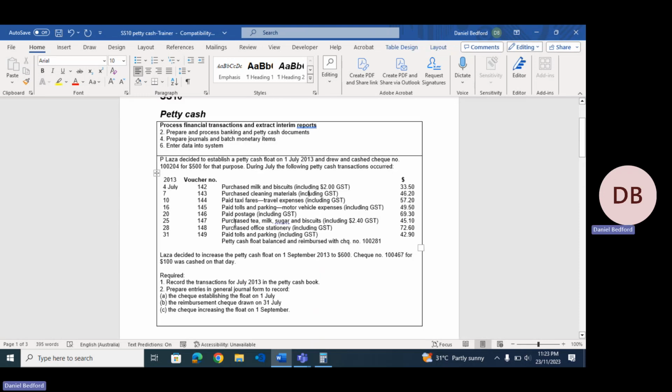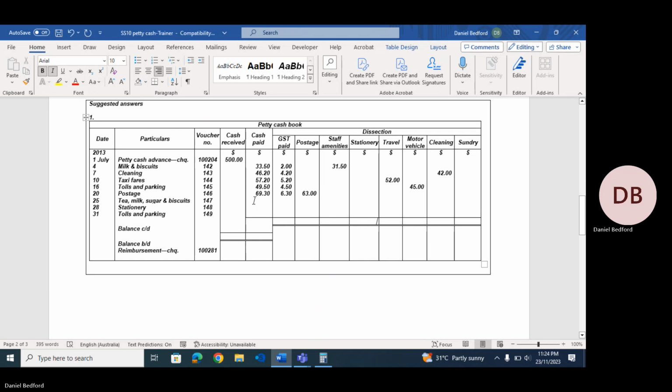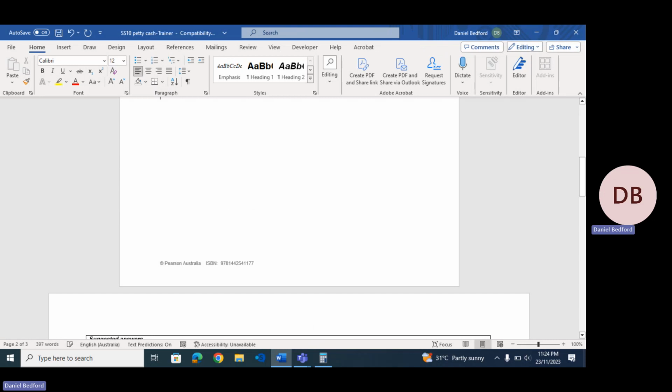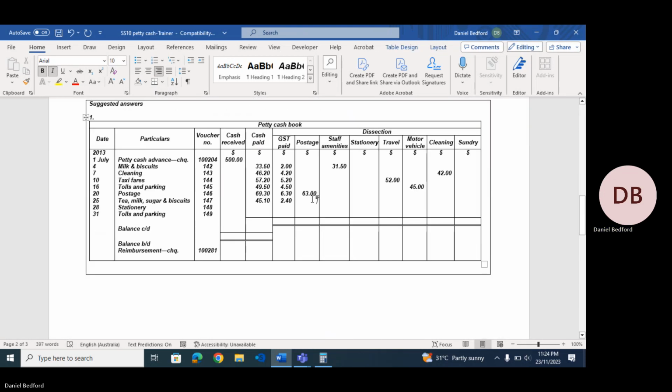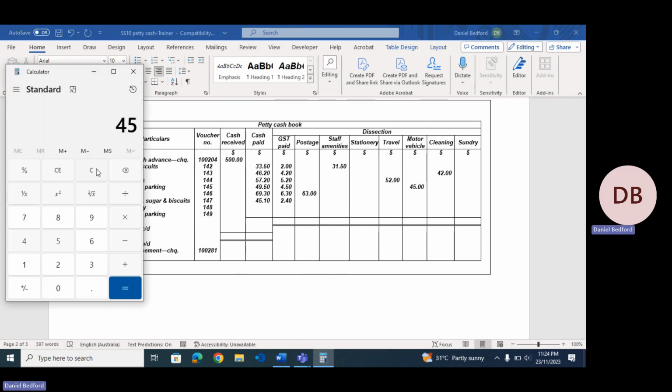Again, we've got these staff amenities. There's going to be some bits with no GST. So I need $2.40 of GST for $45.10. Okay. But again, it's quite late here, so I'm going to be a bit lazy. I don't trust my mathematics right now and just do this. There we go. $42.70.